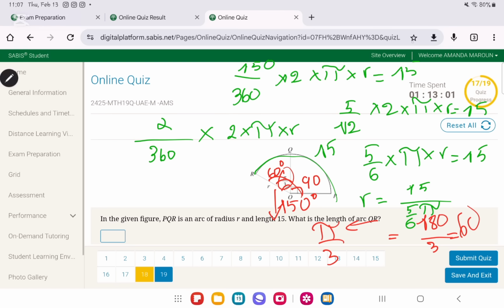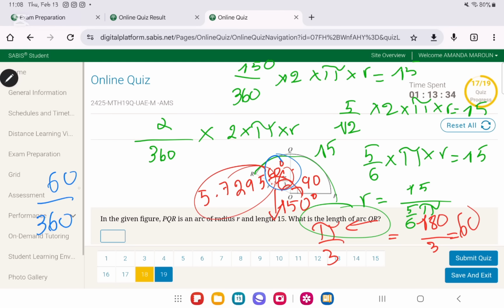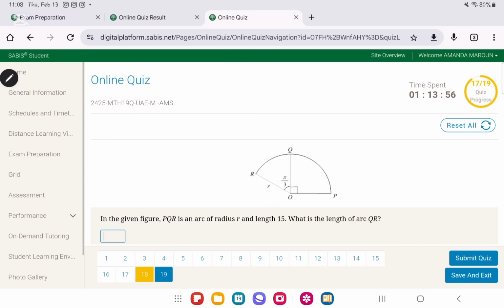So 15 over 5 over 6 pi, we will get an answer of 5.7295. So we found what now? We found the radius. Okay, this is the value of our radius. So now let us find the length of the arc QR. To find the length of the arc QR, you're going to take the angle, so 60 over 360, and then you're going to multiply it by 2 times pi times the radius, which is this number over here. So if you put it on the calculator, you can put answer directly, which is going to be the radius. So you are going to get an answer of 6. So very simply, the answer over here is 6.